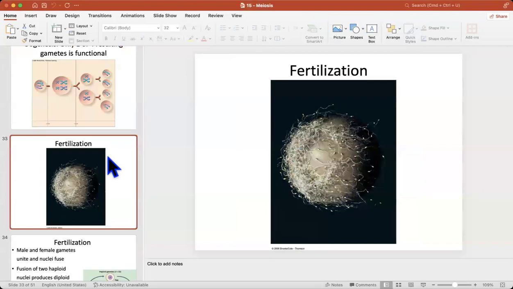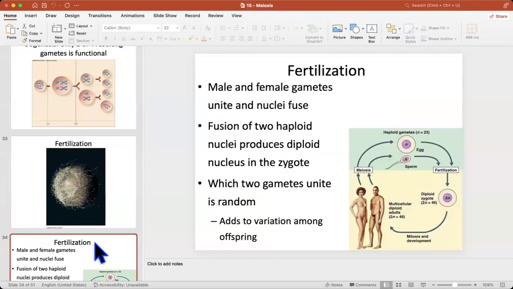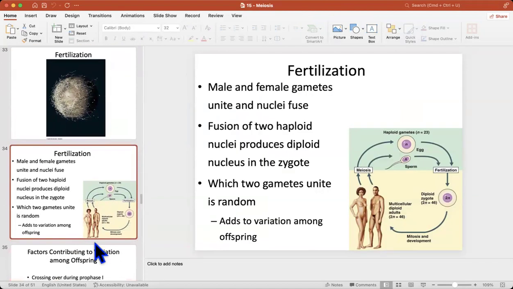Okay, let's keep going. So after you produce sperm and egg, you have fertilization. And because the sperm and egg, each one of those gametes, are haploid, they only have 23 chromosomes. And after fertilization, you have the diploid. You start to have 23 pairs, or 46 chromosomes.